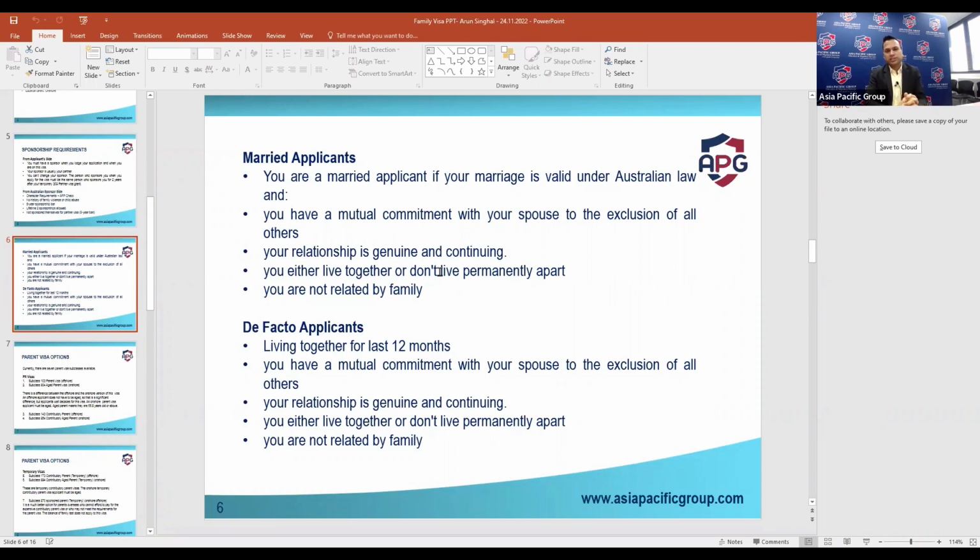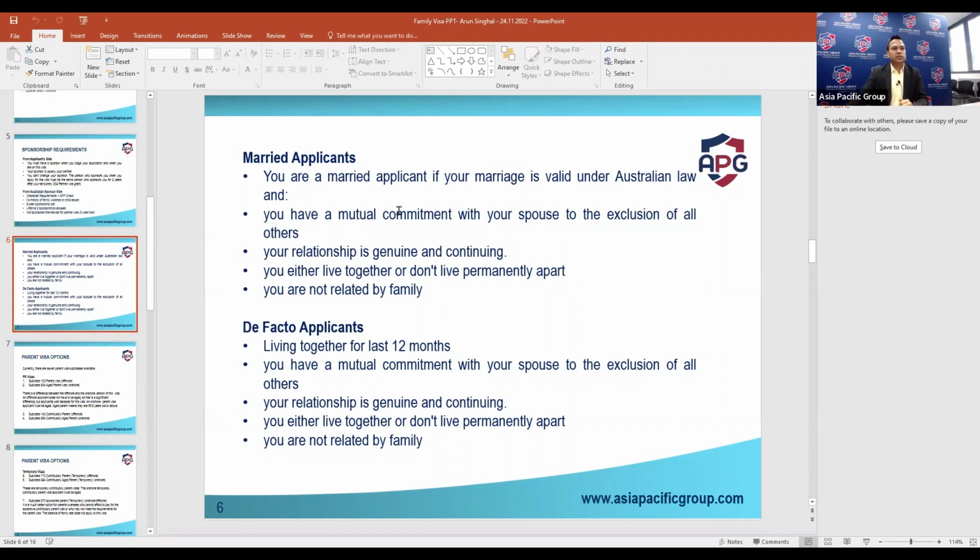In some countries, people can get married even at 16 years of age, but in Australia, that marriage is not valid. Even if they married in their own country at, let's say, 17 years of age, as per Australian law that marriage would be void and it will not be considered for visa purposes.